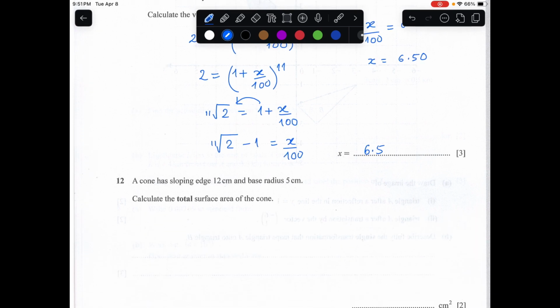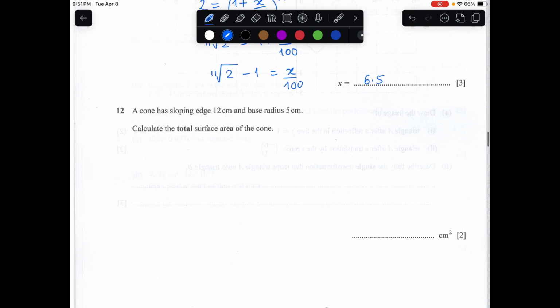Question 12. A cone has a sloping edge of 12 and a base radius of 5. Work out the total surface area. So if you look at the cone, the sloping edge is the one which is over here. This is 12 and the base radius is 5 centimeters. We need to calculate the total surface area.